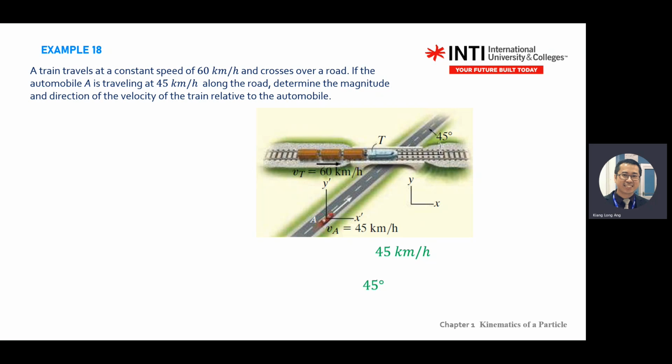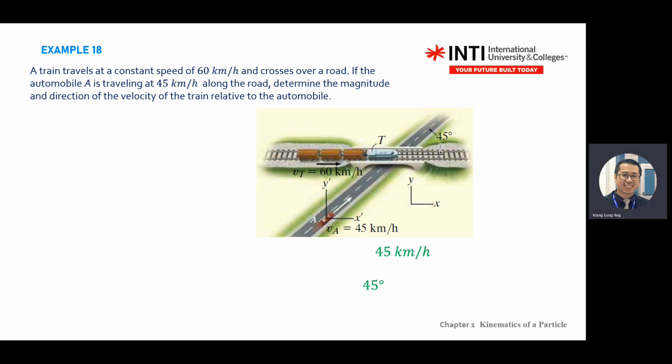And it crosses over a road. So as you can see on the screen here, the train is moving from left to right, and you're given the XY axis. So if you see XY without the apostrophe or the comma, it means that is the reference point for you, right? So it moves to the right along the x-axis, 60 km per hour.